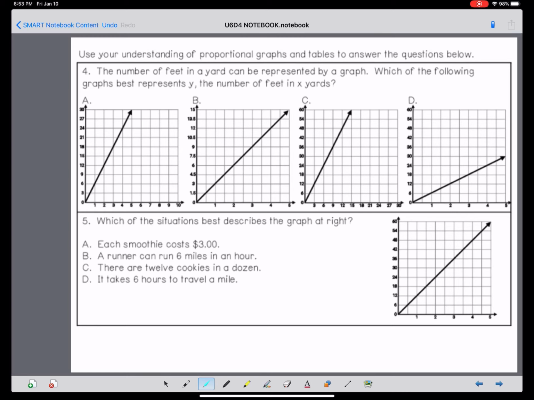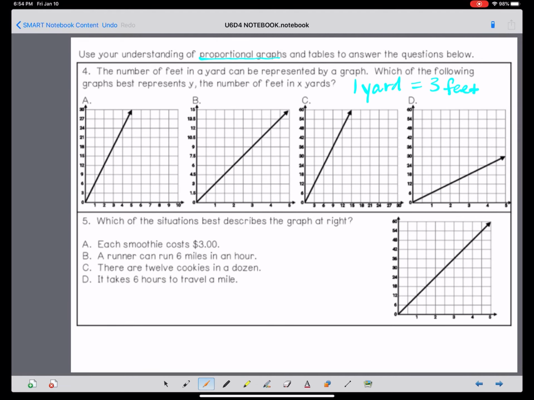All right, and questions 4 and 5. Use your understanding of proportional graphs and tables to answer the questions below. The number of feet in a yard can be represented by a graph. Which of the following graphs best represents y, the number of feet, in x yards? So in 1 yard, there are 3 feet.